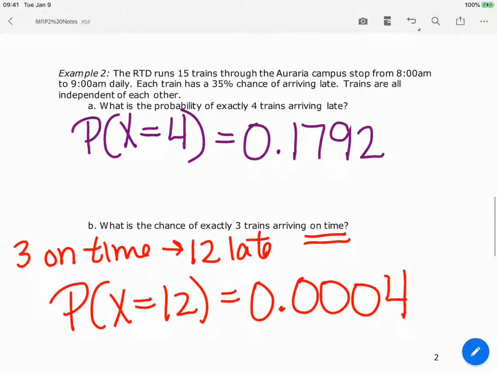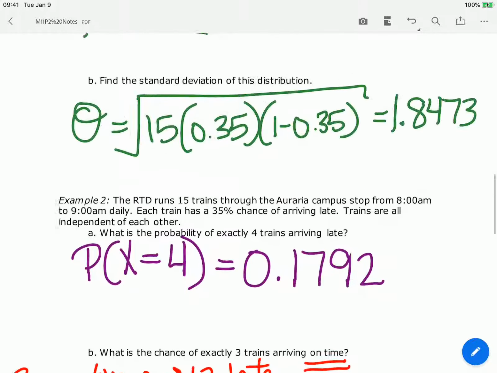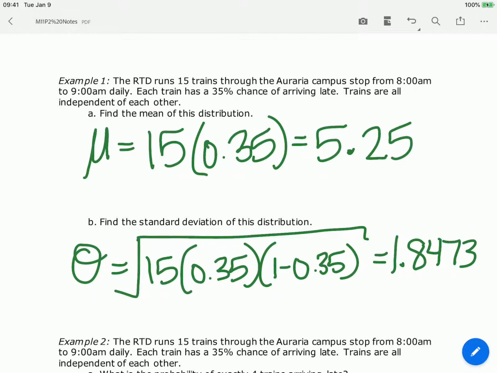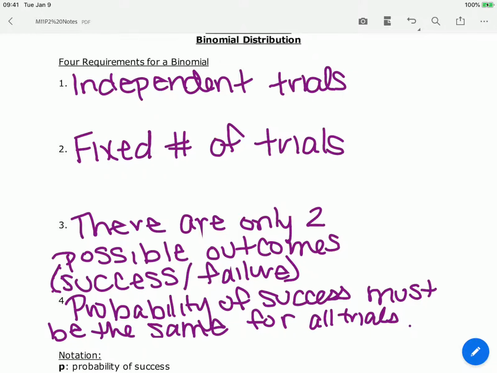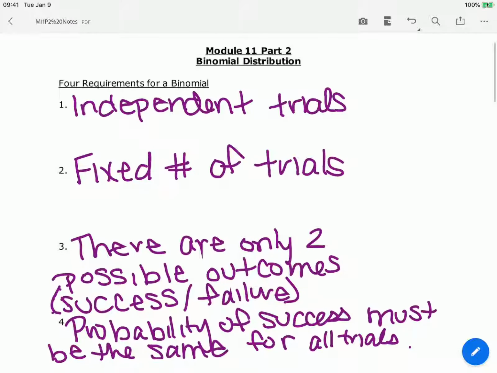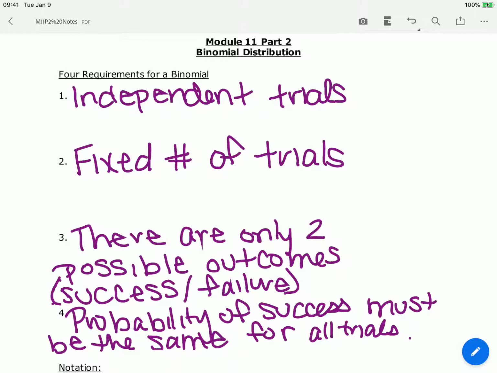Okay, so as a review, we calculated some probability for the binomial. We calculated the mean and the standard deviation of the binomial. And we went through the 4 requirements for an experiment to be a binomial. So that is it for Module 11 Part 2 for these notes. The calculator video will be posted as well.